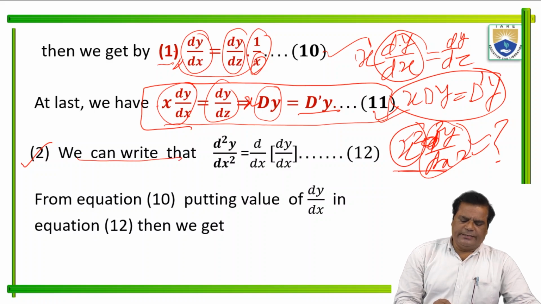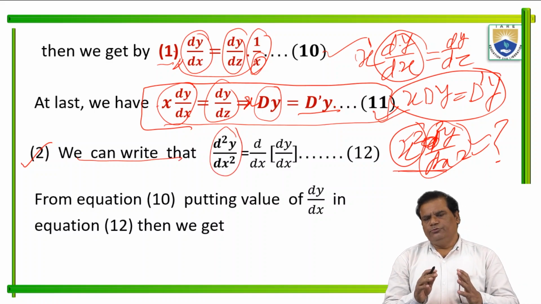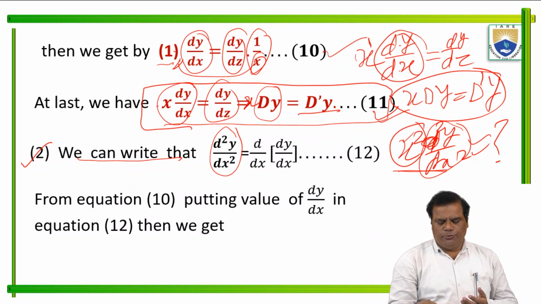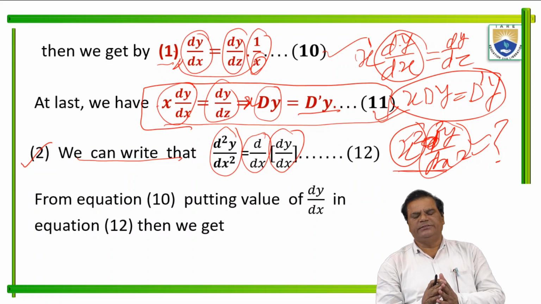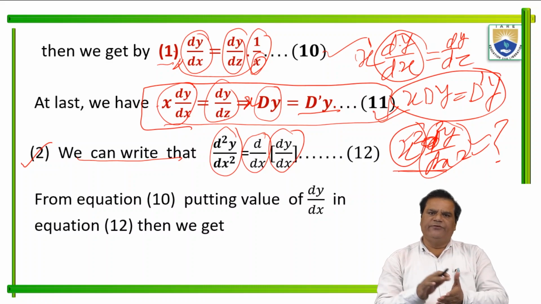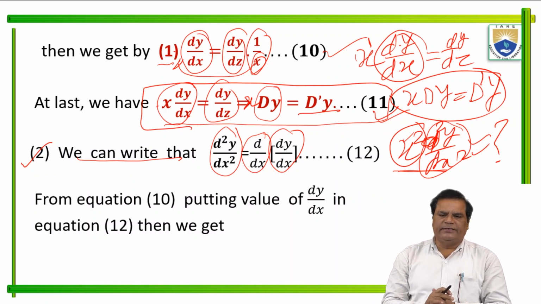We can write d2y/dx2. d2y/dx2 is the differentiation of y with respect to x two times. So we write this as d/dx of dy/dx. d2y/dx2 means differentiation with respect to x of dy/dx. dy/dx is the first derivative, and again differentiating with respect to x means d/dx of dy/dx. Then we get d2y/dx2.